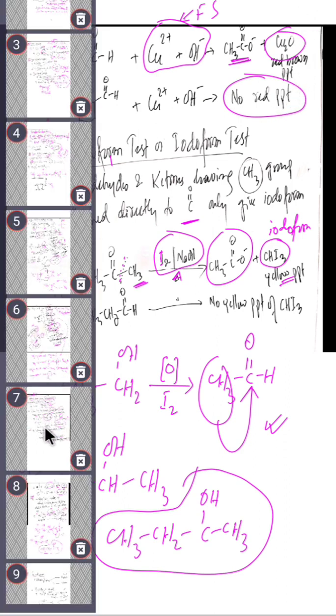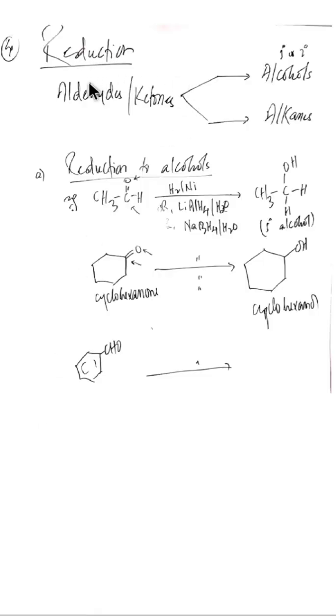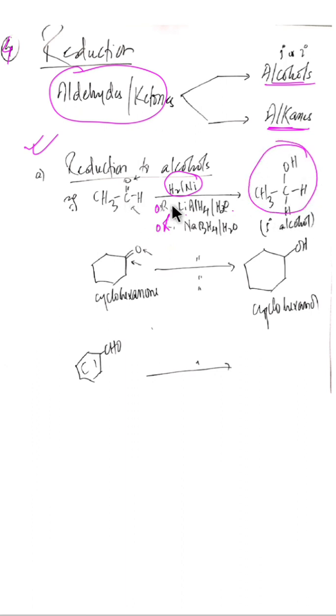Reduction. The fourth type of reaction is reduction. So aldehydes and ketones can be reduced to alcohols or alkanes, and these alcohols can be primary or secondary. The first one is reduction to alcohol, and for that we are going to react aldehyde or ketone with these reducing agents: hydrogen in presence of nickel or platinum or palladium, or lithium aluminum hydride along with water, or sodium borohydride along with water. Then aldehyde is reduced to primary alcohol.